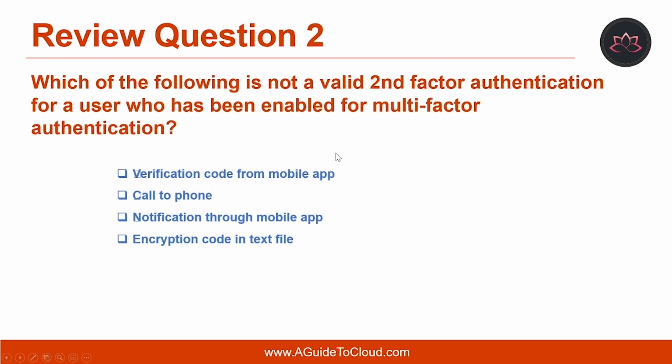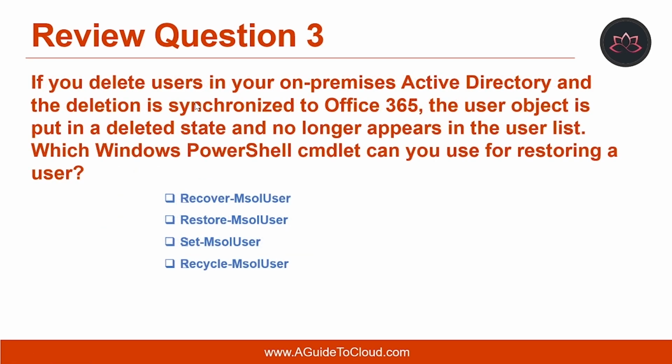Let's look at question number 2. Which of the following is not a valid second factor authentication for a user who has been enabled for multi-factor authentication? The correct answer is encryption code in the text file. Let's look at question number 3.